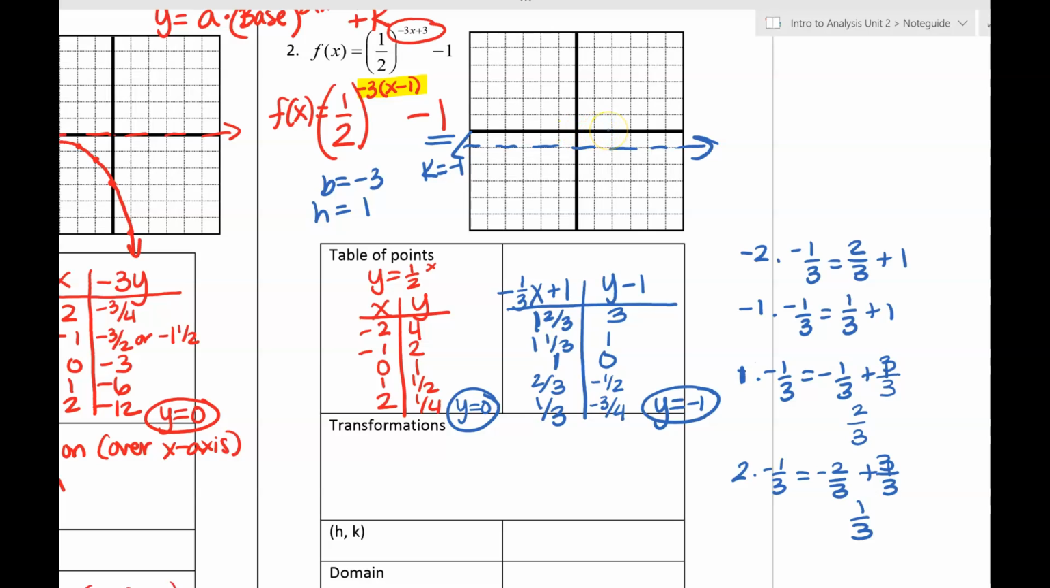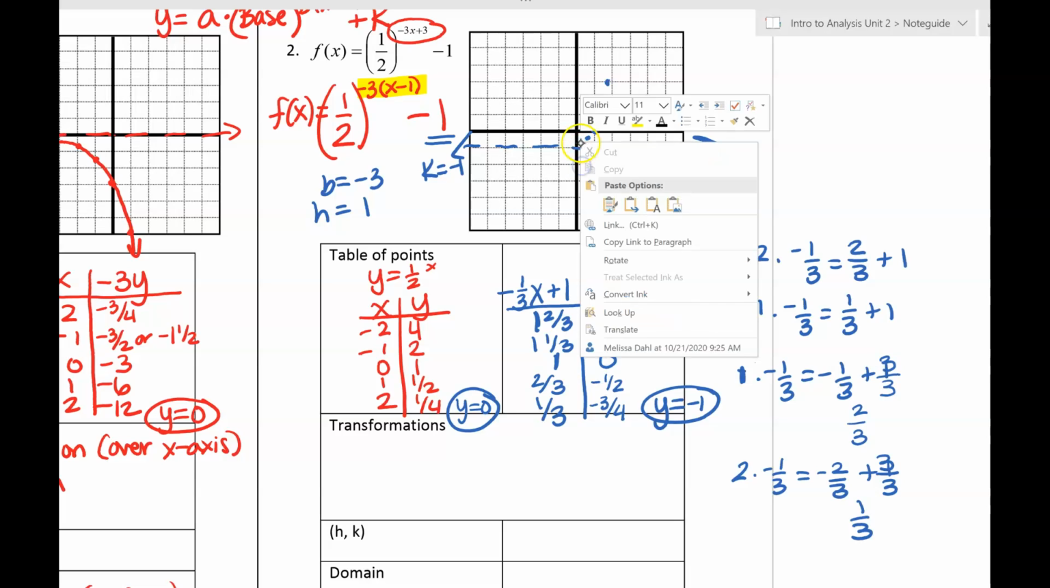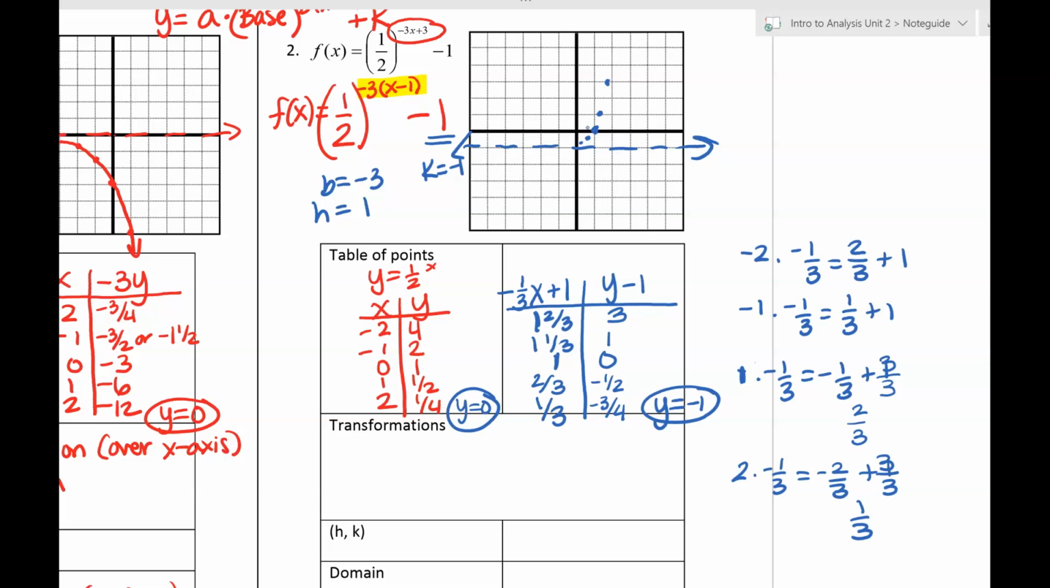So 1 2/3, 3. 1 1/3, 1. 1 0. 2/3, negative 1/2. And 1/3, negative 3/4. All right, a little bit hard for me to get my points on here because they're kind of estimated, but I can see that curve, so I see it going upward. I see it curving around, and I know by its behavior it will start to get very close to that asymptote. Now to list my transformations.